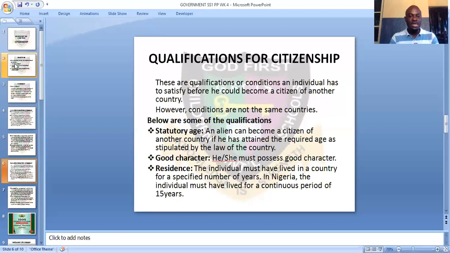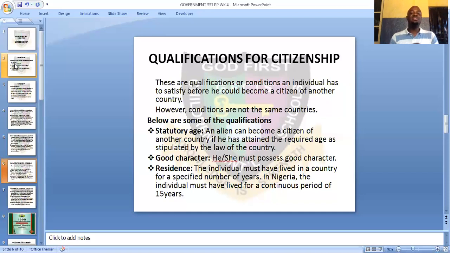Another condition is that the person must be of good character, which means such alien or such person must possess good character. That is, it must have been affirmed by the community members where he or she resides that such person has a very good character. Another one is residence. The individual must have lived in the country for a specified number of years.